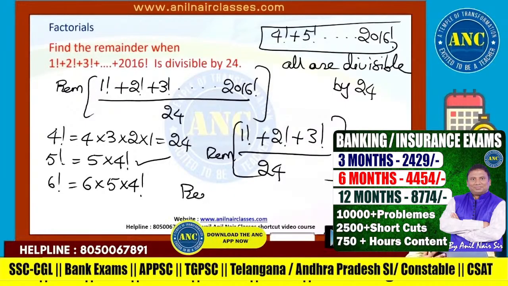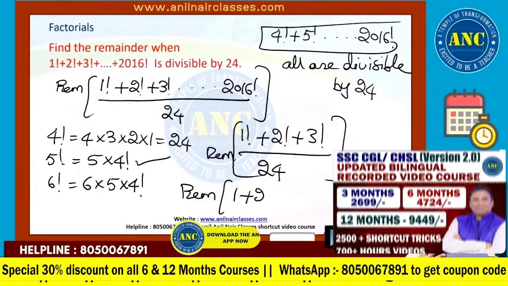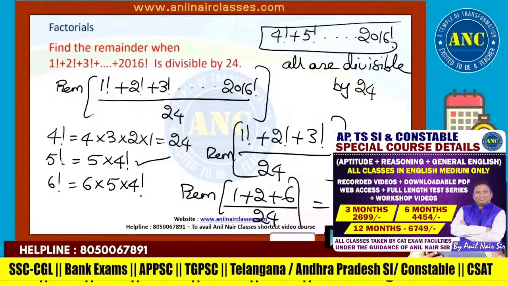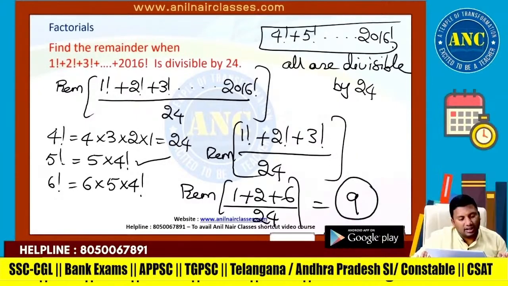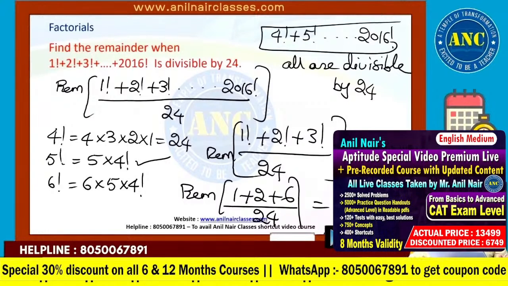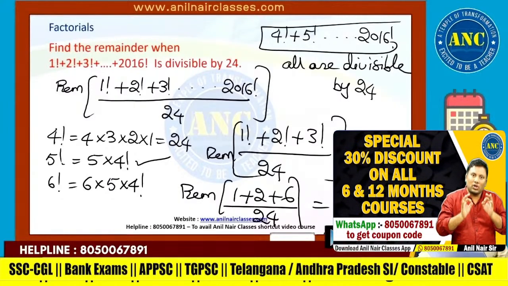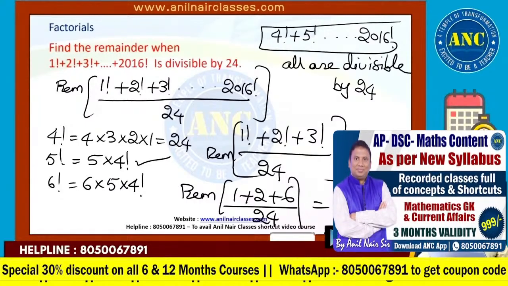So this is nothing but 1 plus 2 plus 6 divided by 24. 9 divided by 24. Answer is 9. Idea is clear, right? From 4 factorial onwards, all are divisible by 24. 4 factorial is 24, 5 factorial is divisible by 24, 6 factorial is also divisible by 24. I hope it is clear, right?